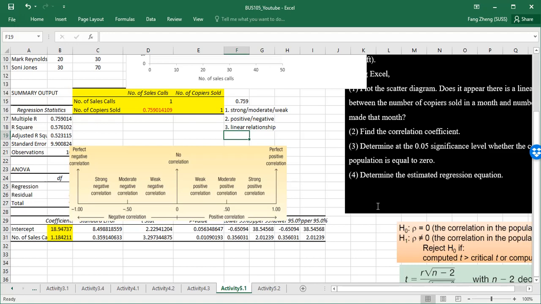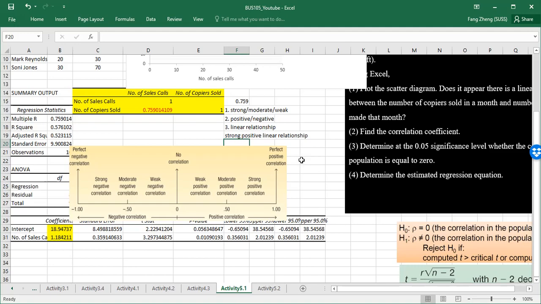So after we get the coefficient, we can say there is a positive, there is a strong positive linear relationship between these two variables. So that answers question 2.